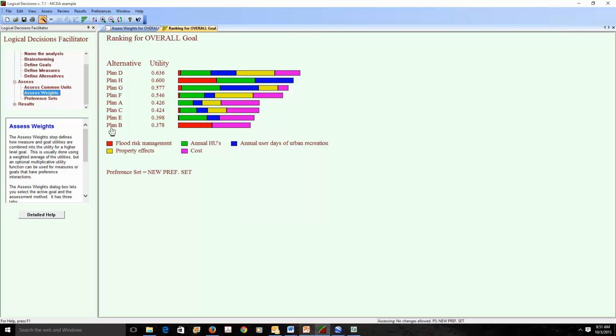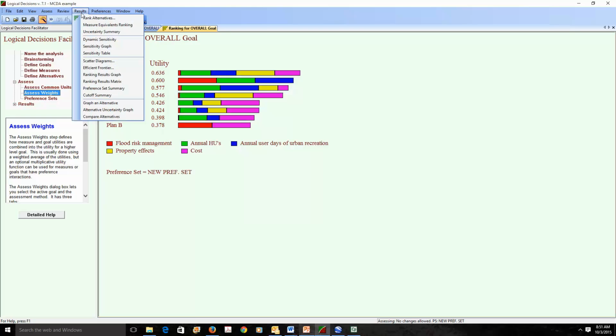So we could toss Plan B out, or we could say, is there any way to reformulate this? Is there anything that we can do to add some of these other features to the plan? So it's kind of nice that way. But we have that argument about what the weights are or should be.